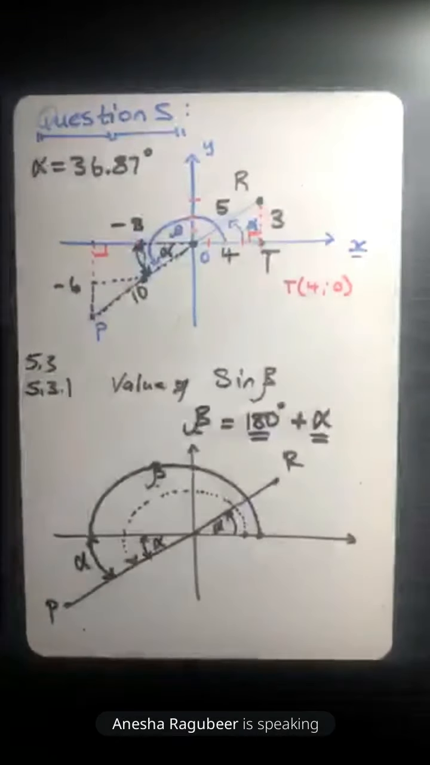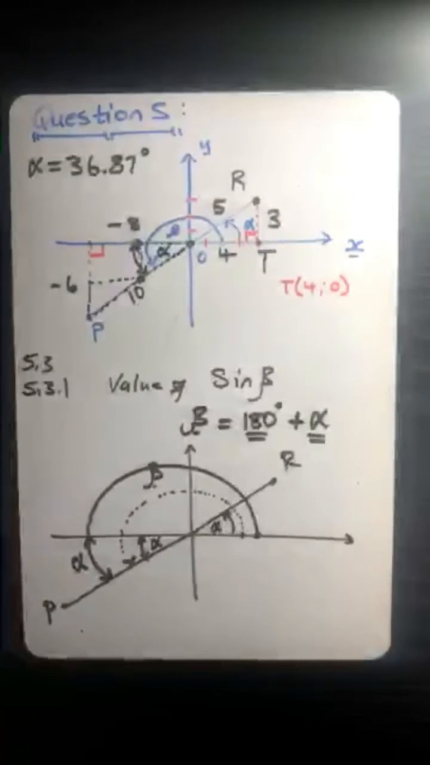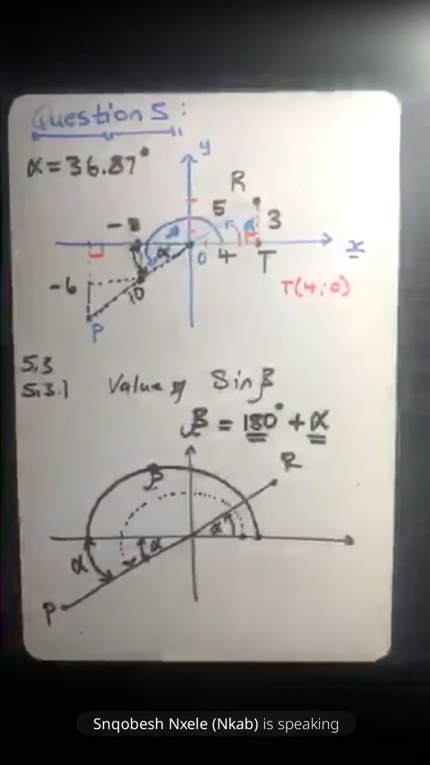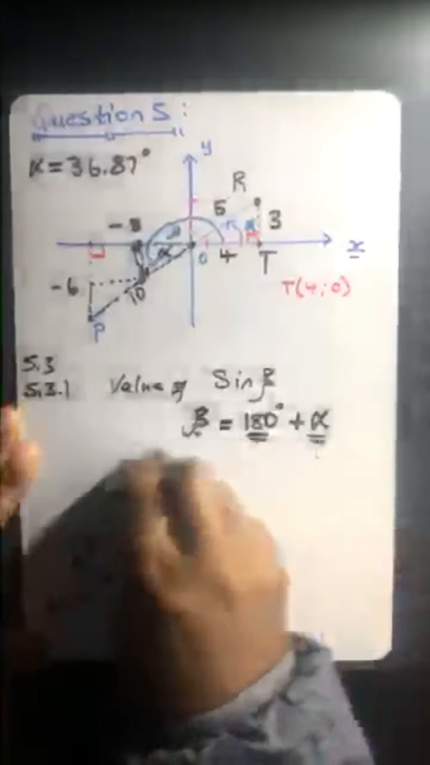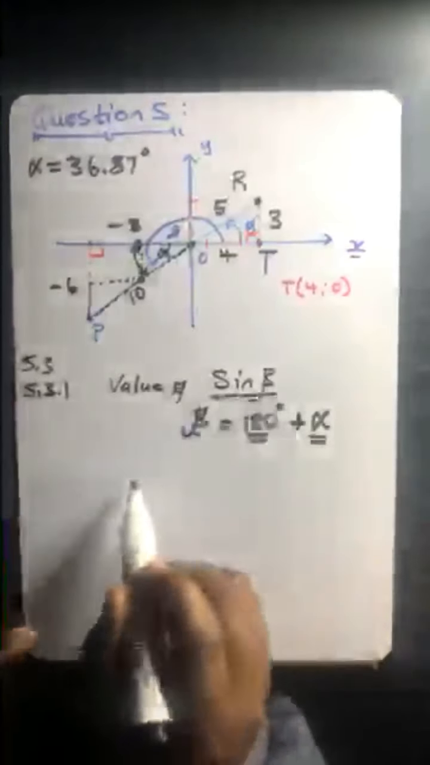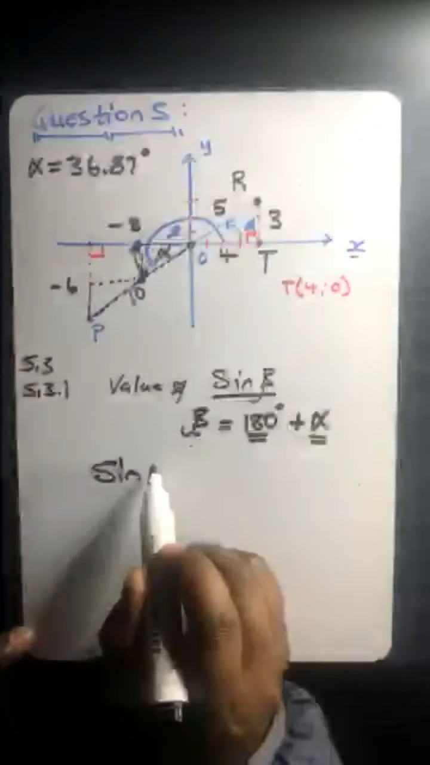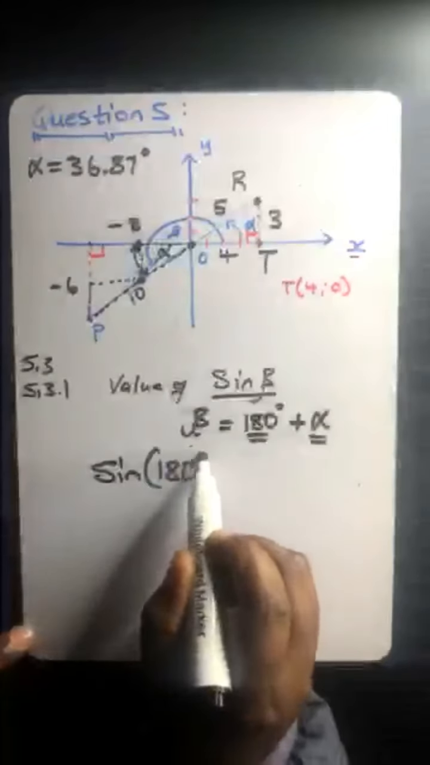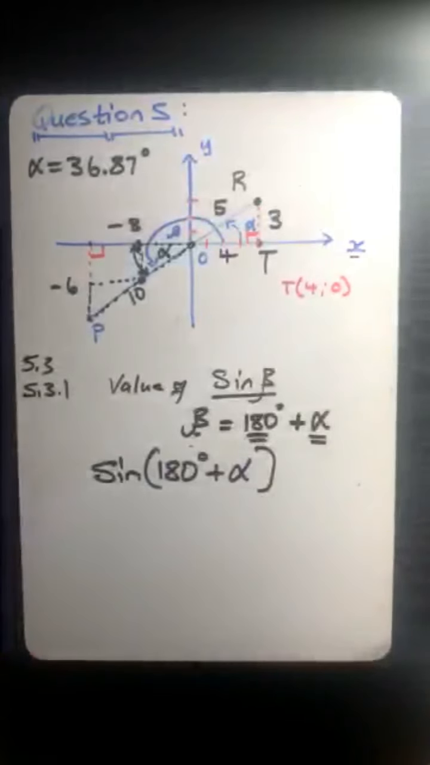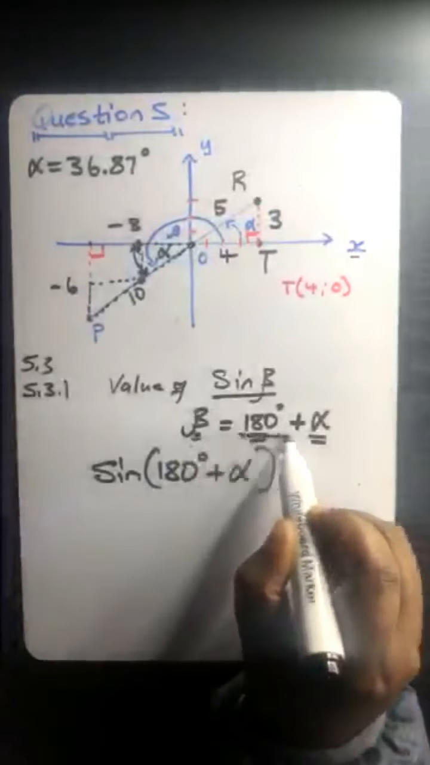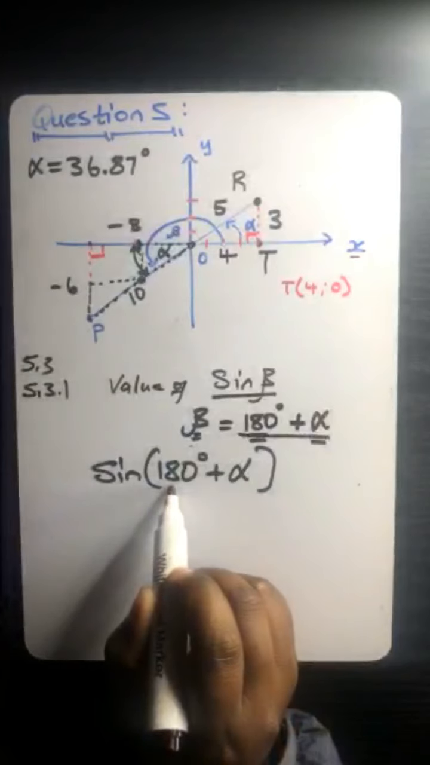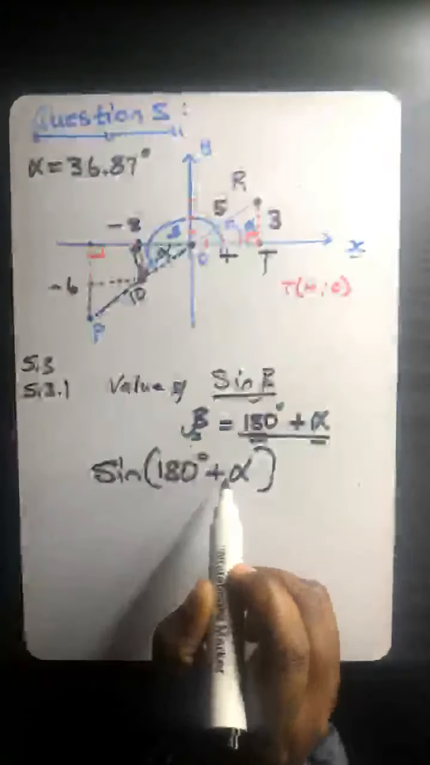Yes, sir. Yes, sir. Yes, sir. Okay. Then in that case, do you guys agree that this thing is actually the same as sine of 180 degrees plus angle alpha? Do you guys agree with me on that one? Because we're saying beta is actually equal to that. So can you see? It's more like a reduction formula of 180 degrees plus alpha.